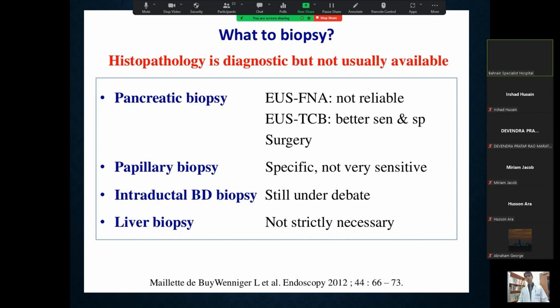So the question is, although we know we can diagnose this particularly with the biopsy, what to biopsy? Pancreatic biopsy, yes, we can do an EUS FNA, but it's not reliable, so we go for EUS-related true cut biopsy, which has a better sensitivity and specificity. The third option is to do surgery for the pancreatic biopsy. The next option is the papillary biopsy. It is very specific, but sensitivity is not great, about one third, like 33%. Another modality is intraductal bile duct biopsies, which is still debatable and under research. And the third thing, liver biopsy, but it's not usually necessary.